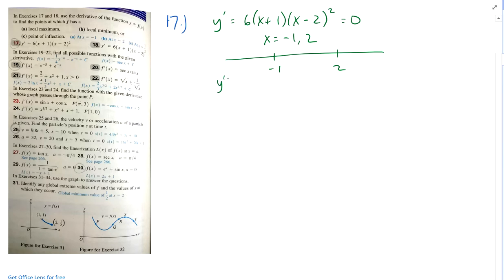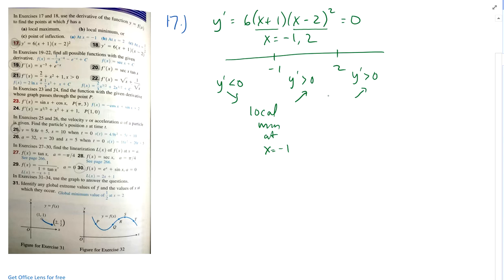And so we get y prime. To the left of negative 1, big negative number, that's negative. Notice x minus 2 squared will always be positive. So this is less than 0, so it's decreasing. Between negative 1 and 2, it's positive, positive, increasing. And bigger than 2, positive, positive, increasing. So this looks like it is a local minimum at x equals negative 1.